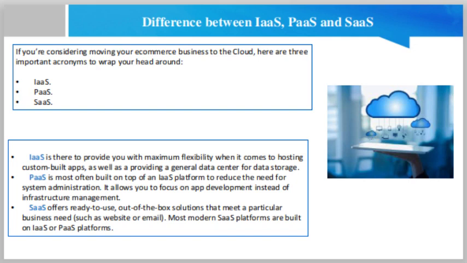Zendesk, Slack, HubSpot, etc. PaaS examples: AWS Elastic Beanstalk, Heroku, Windows Azure, Force.com, OpenShift, Apache Stratos, Magento Commerce Cloud. IaaS examples: AWS EC2, Rackspace, Google Compute Engine, DigitalOcean, Magento 1 Enterprise Edition.